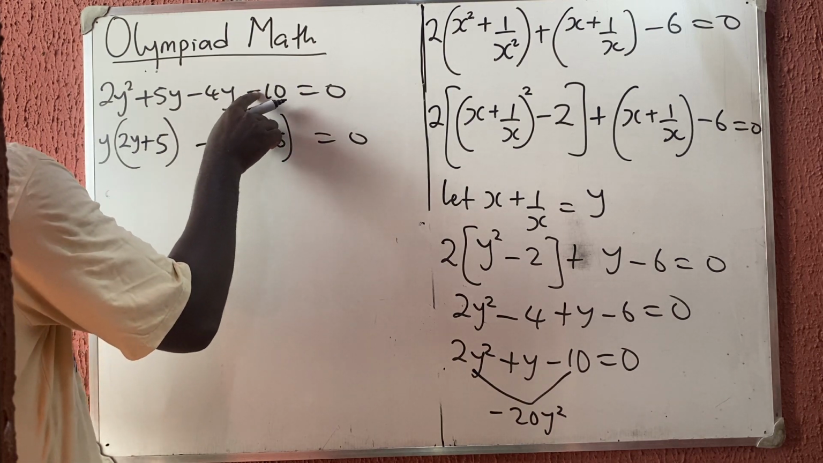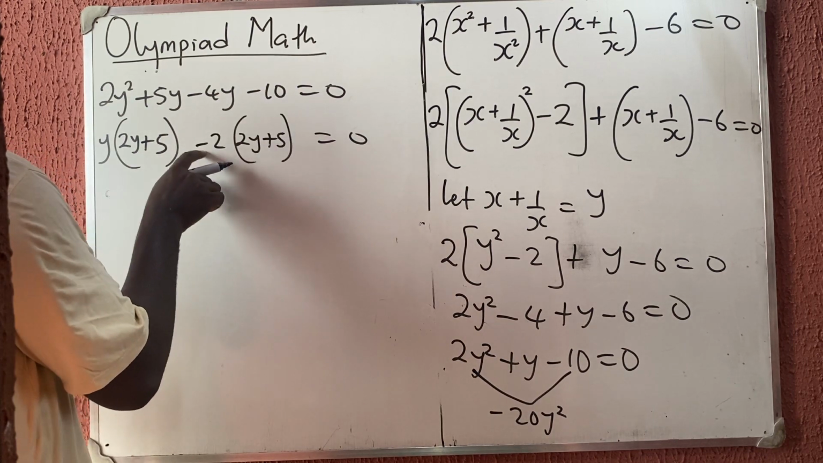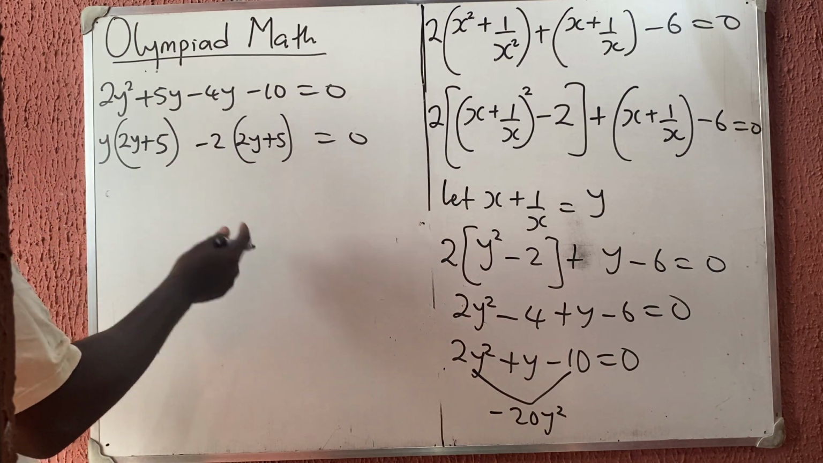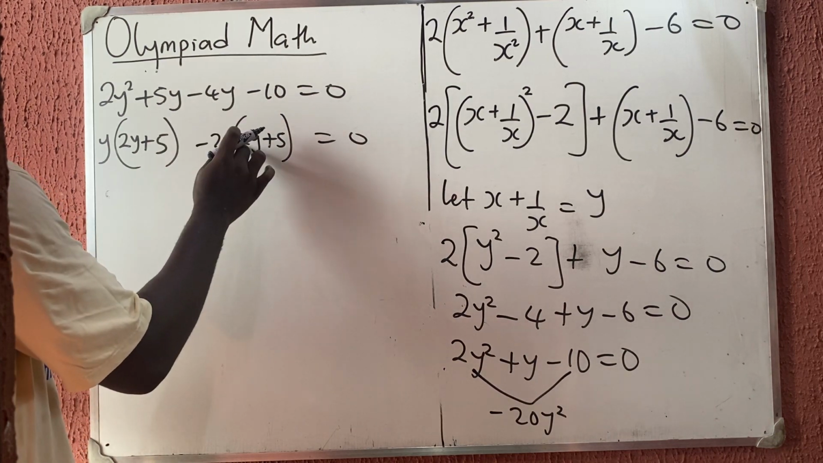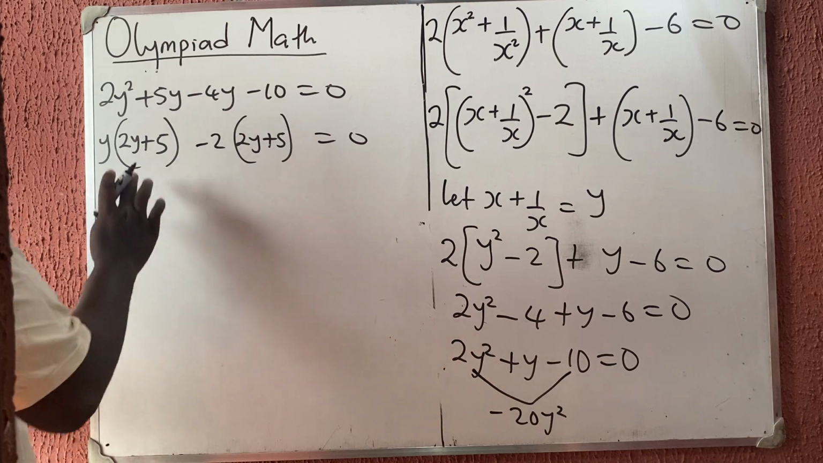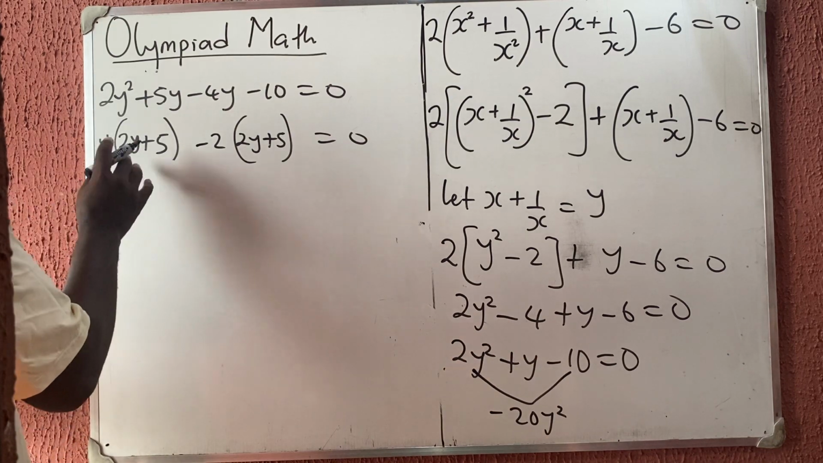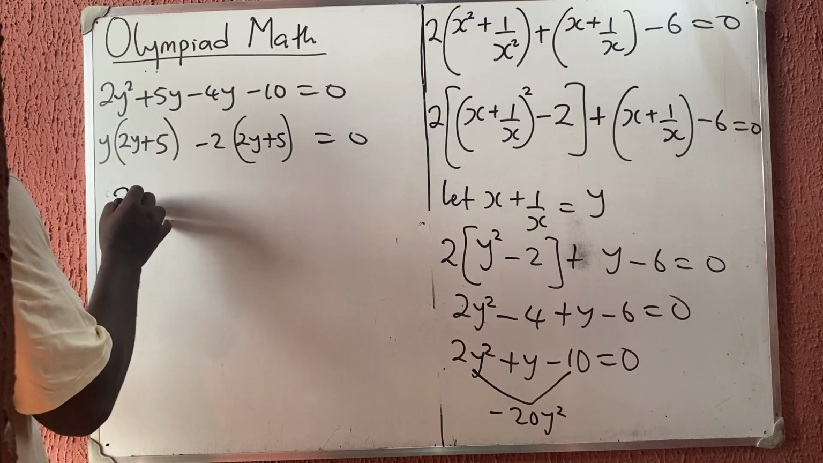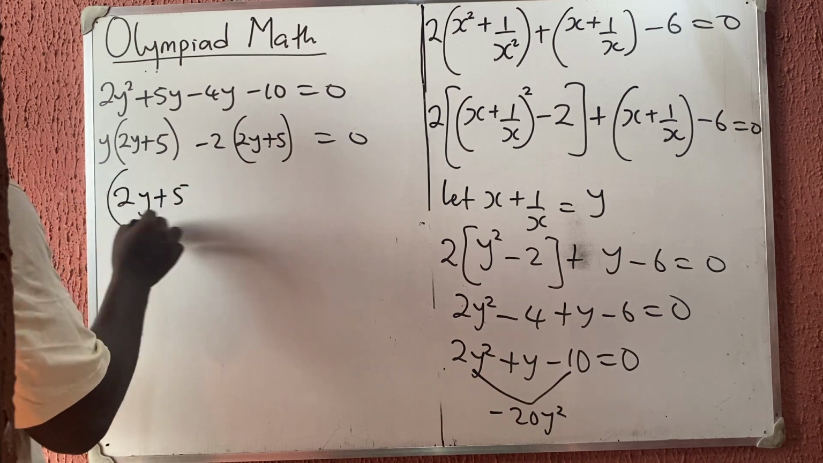Or simply say minus 10 divided by plus 5, you will get that minus 2 outside here. Or you say minus 4y divided by plus 2y, you will still get the minus 2 outside there, right? So what is common between this and this is what? 2y plus 5. Factorizing again.